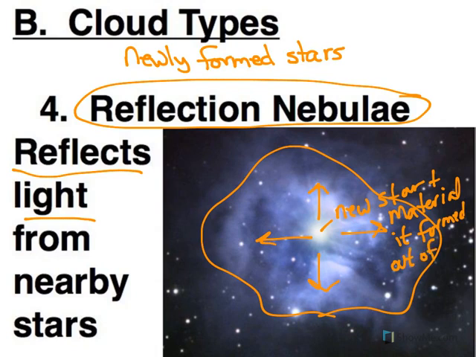Over time, that cloudy material will get blown away by the solar winds coming off of this star. But for this brief period of time, that cloud is around the star, and the star is lighting it up, and you get this reflection nebula.